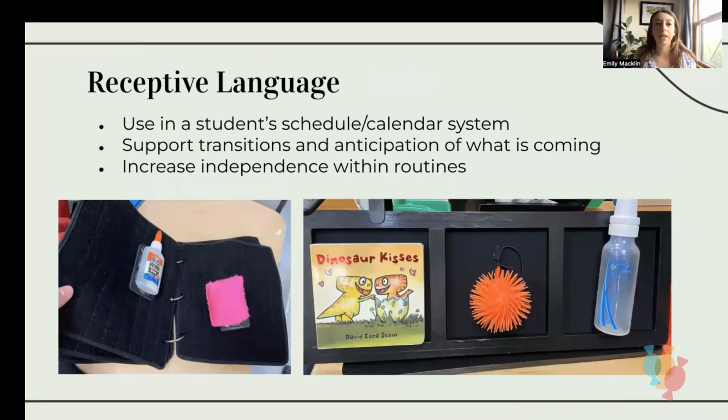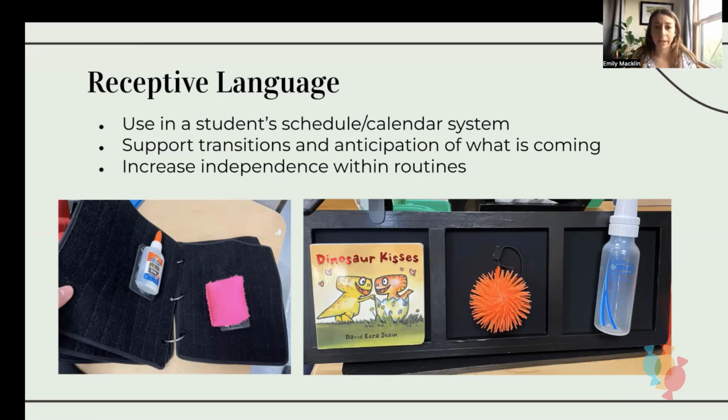So receptively, these can be used in a student's schedule or calendar system. It can support transitions between activities or places and help them anticipate what's to come and increase their independence within routines. So here I have two examples. I have a tactile symbol schedule. It's more book-based with this kind of bell text material that Velcro attaches nicely to, displaying art, which is represented by a glue bottle, and then a pink bean bag, which represents relax. Feels like a bean bag that one might relax on. So that is one of my students' schedules. Just an example, they will flip through the book to make their schedule and then reference it throughout the day.